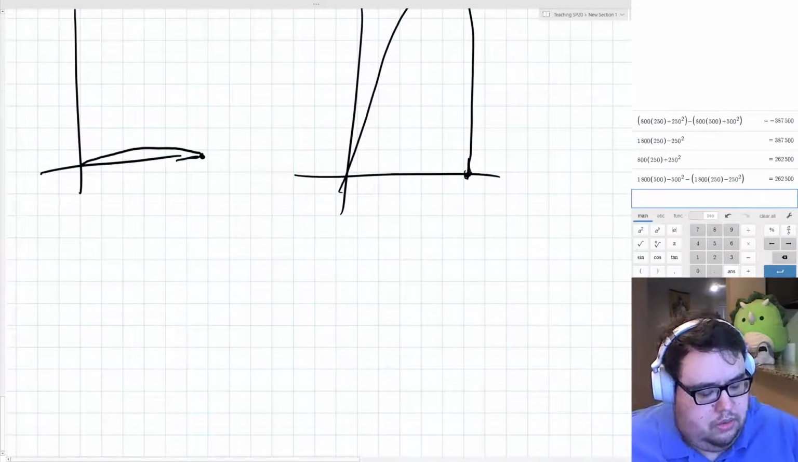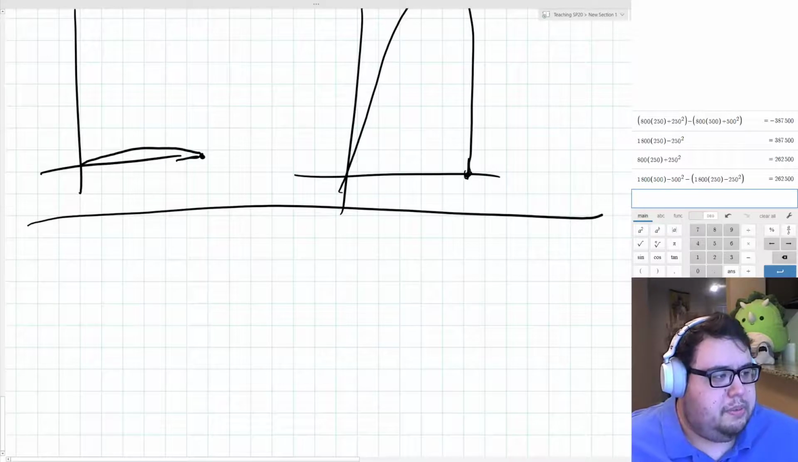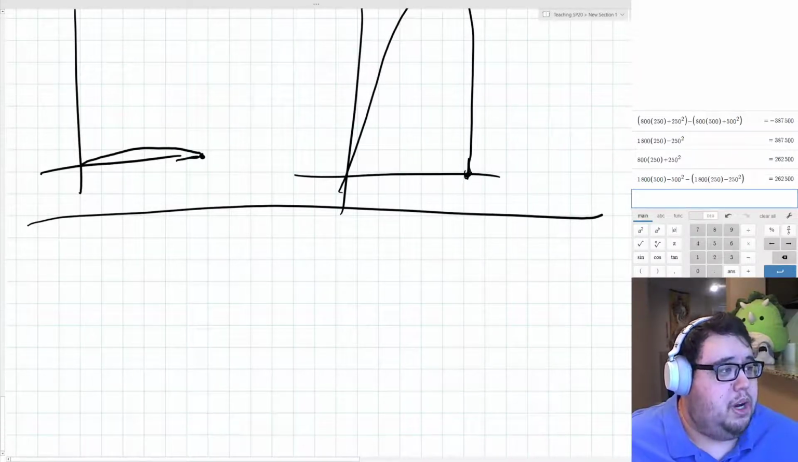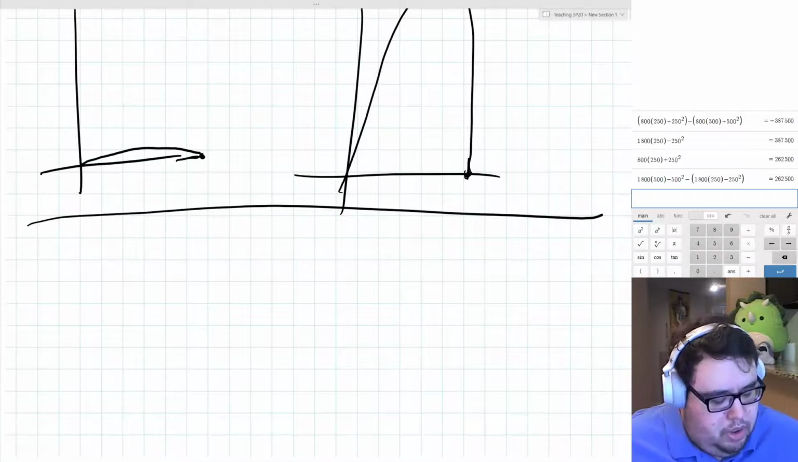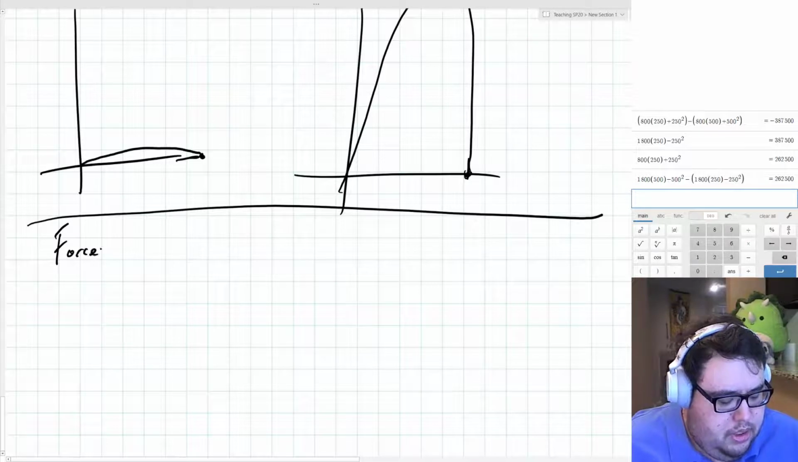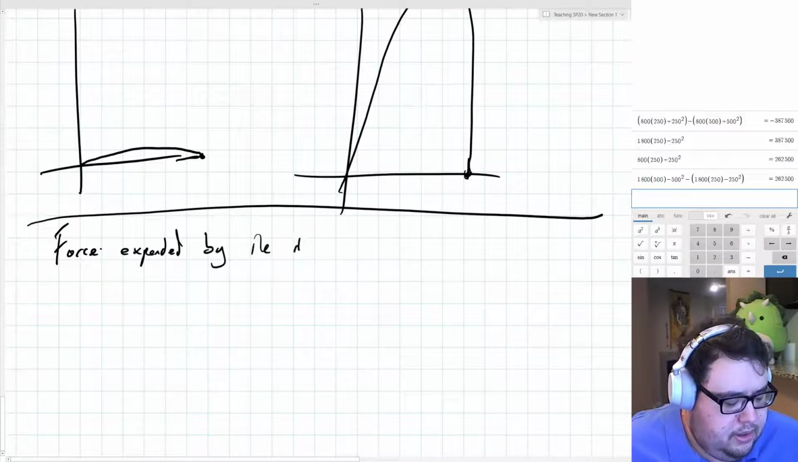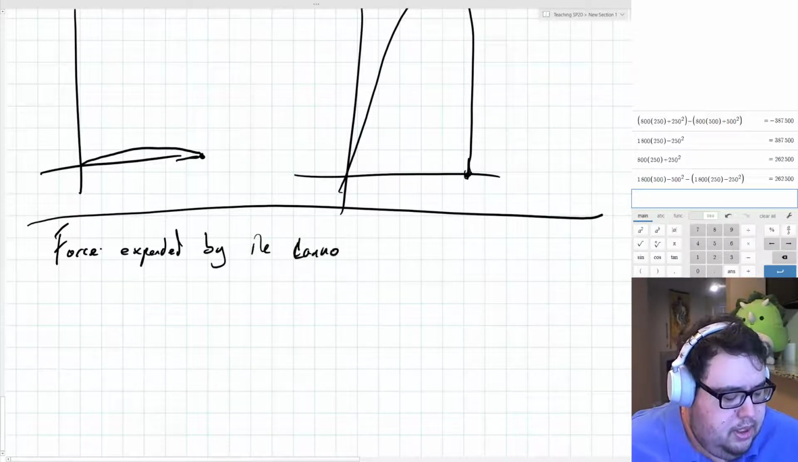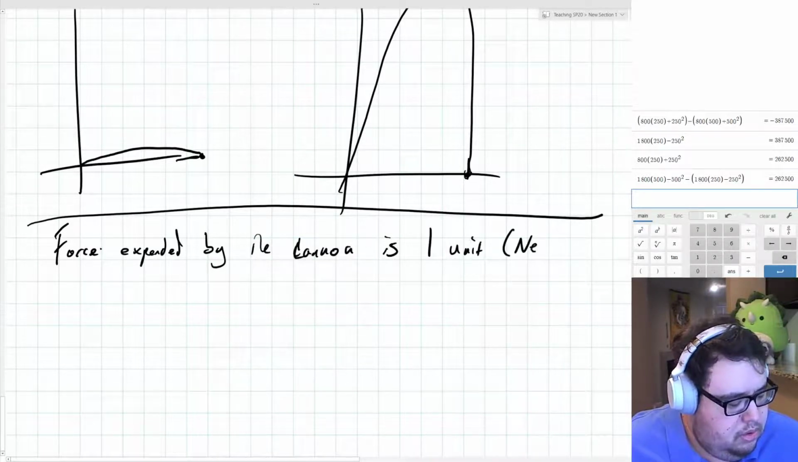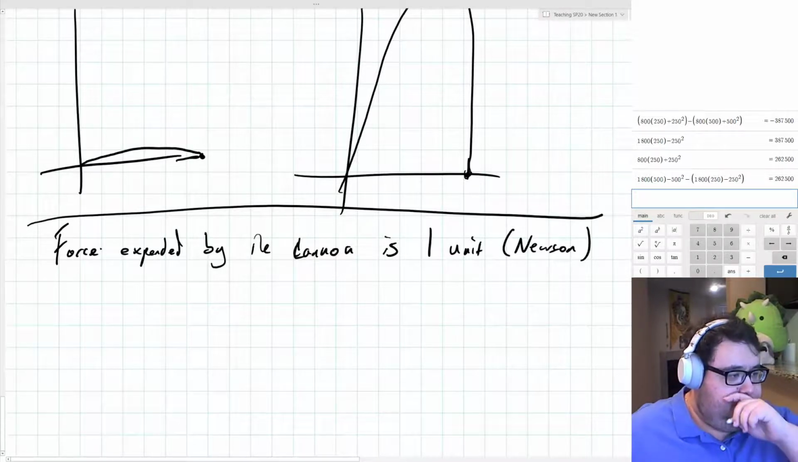So, because this is a mathematical thing, we're just going to try and work with the nicest possible numbers. So we're going to say that the force expended by the cannon is 1 unit, Newton, if you prefer.